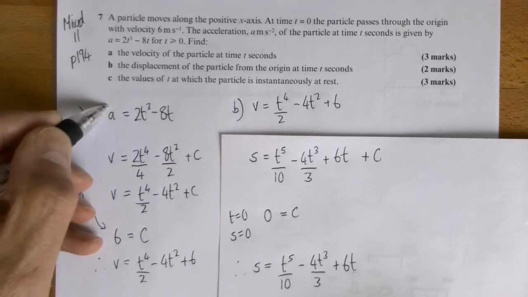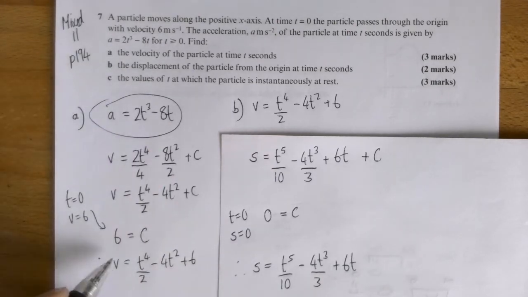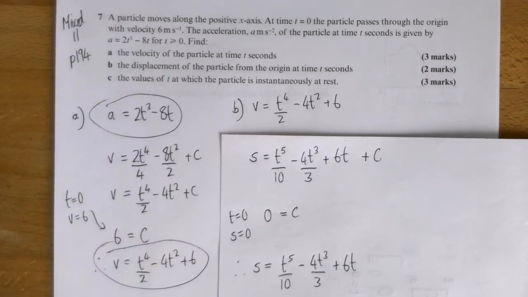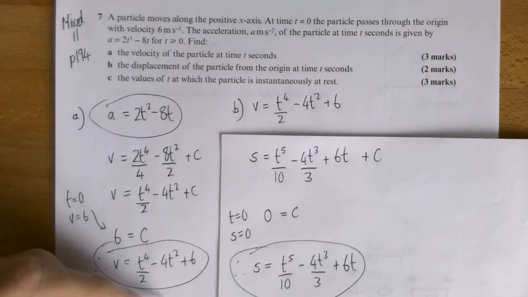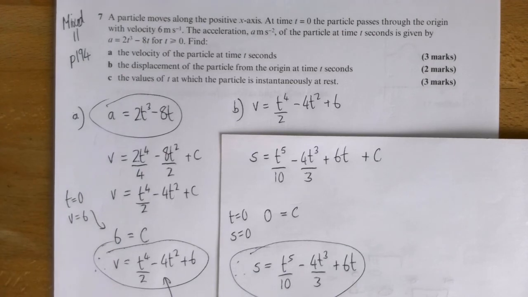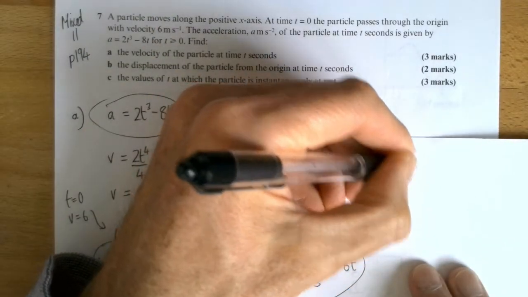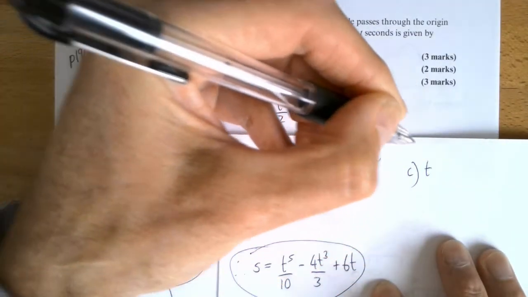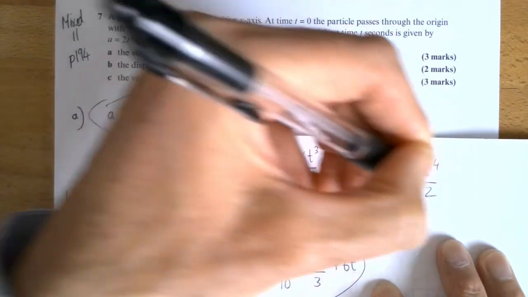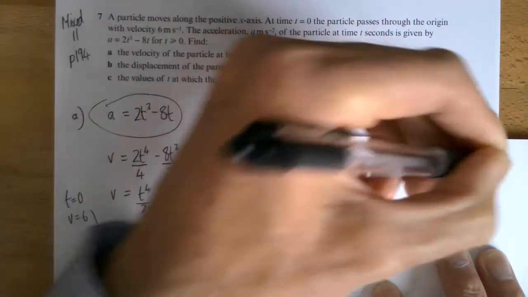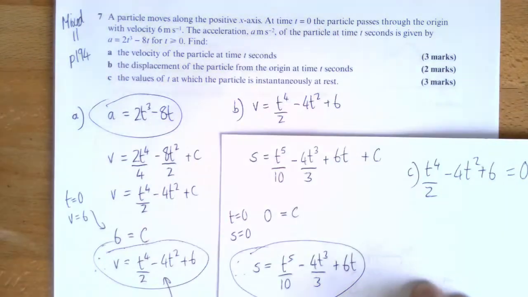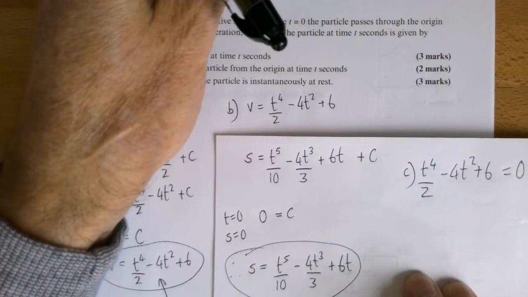So we've got a formula for acceleration, we've got a formula for velocity, and we've got a formula for distance, all derived by repeated integration. But which of them are we going to use for this question? Well, hopefully you remember it's this one here. When it's at rest, velocity equals 0. So for part C, I'm going to say, right, okay, when does that equal 0? Just going to move along a little bit to the side.